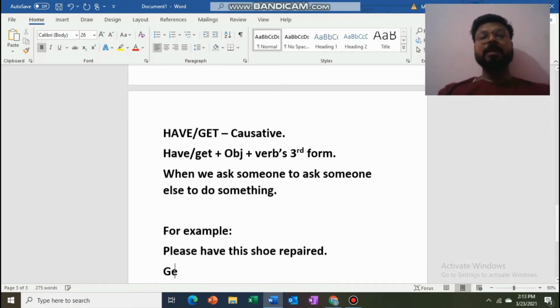Or we also say get this fixed please, right? So this sentence does not mean that you fix it. It means get it fixed by the person whose job it is.